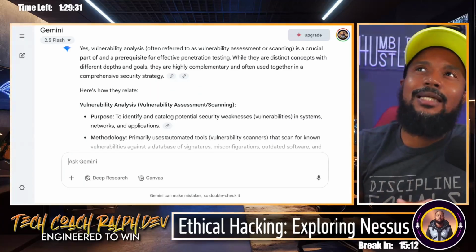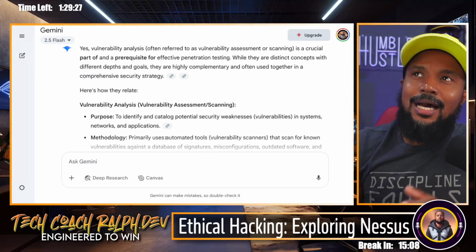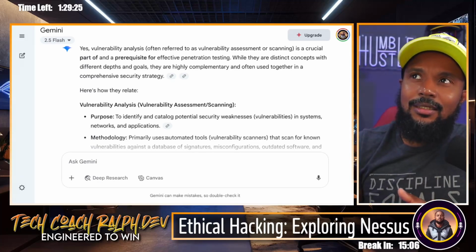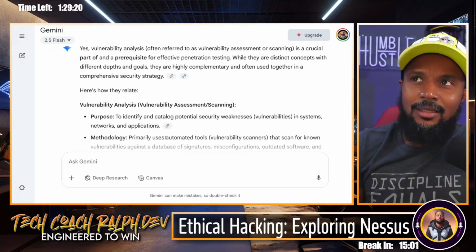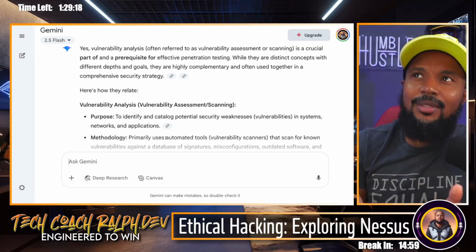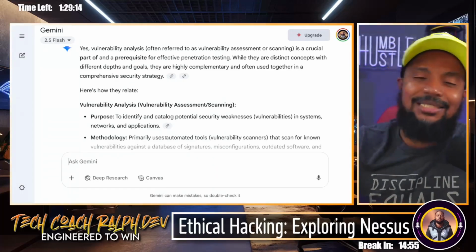So it's kind of like saying peanut butter is not a part of jelly and bread. However, it would be a crime not to put them together, right? So something I don't know. That was bad. That was weak.